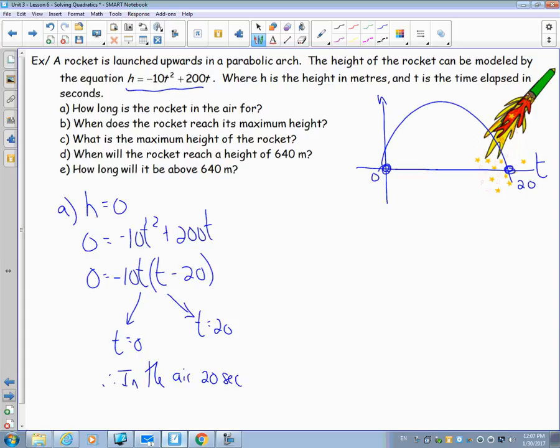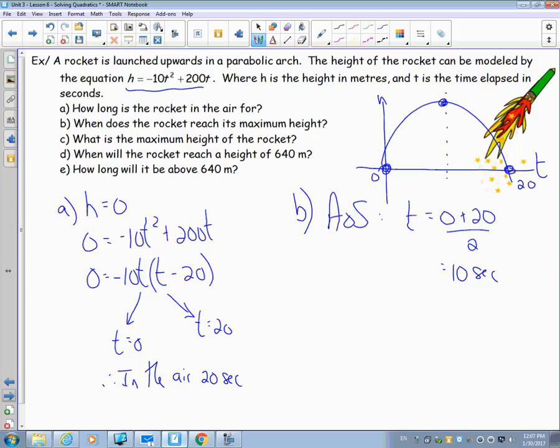Okay. But I had to recognize that I know the height has to be 0, and I can factor this thing. When does it reach its maximum height? Well, that's an optimal value. We know how to find optimal values. We find our axis of symmetry, which in this case is halfway between your zeros. And that gives us 10 seconds, which kind of makes sense, right? And there's where our maximum will happen.